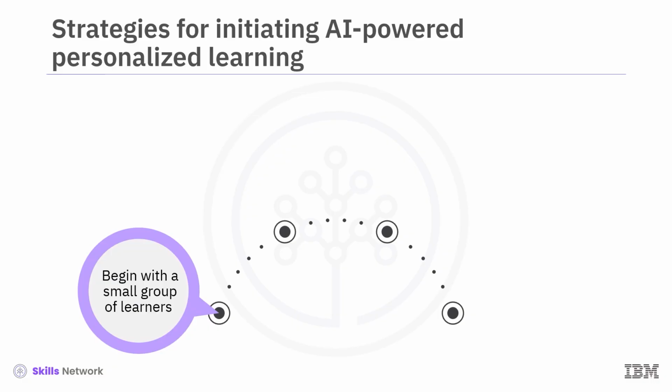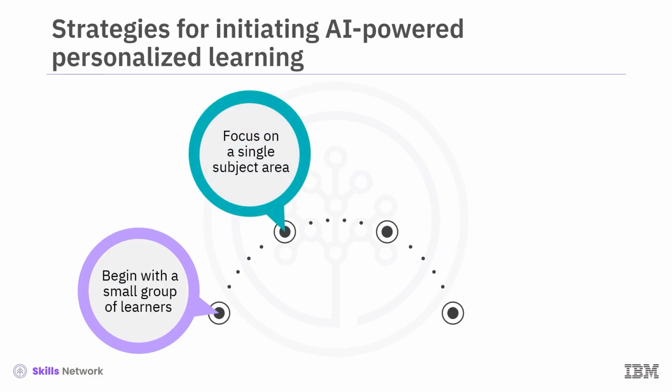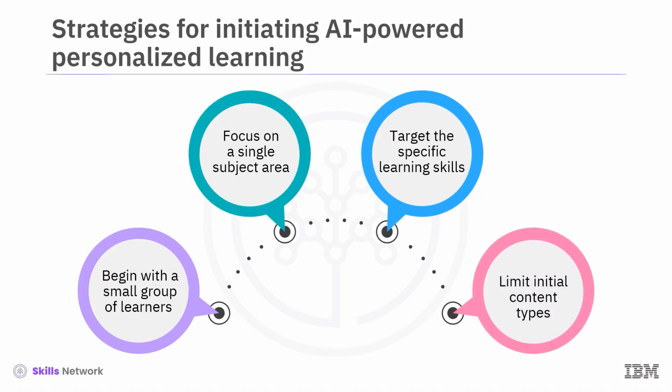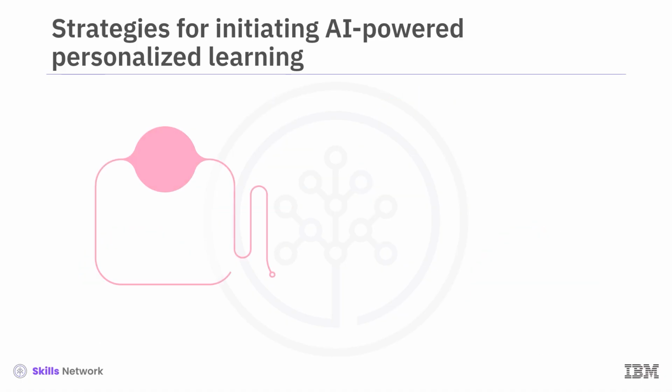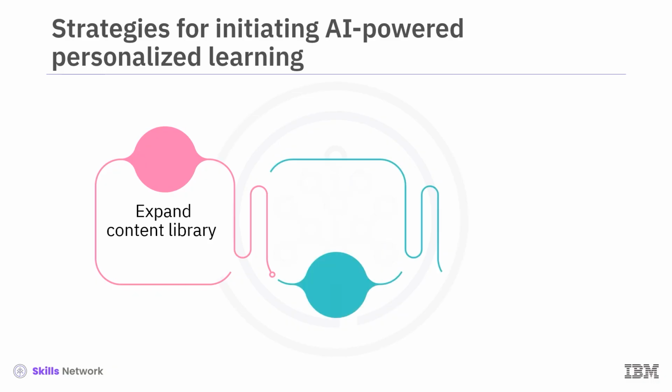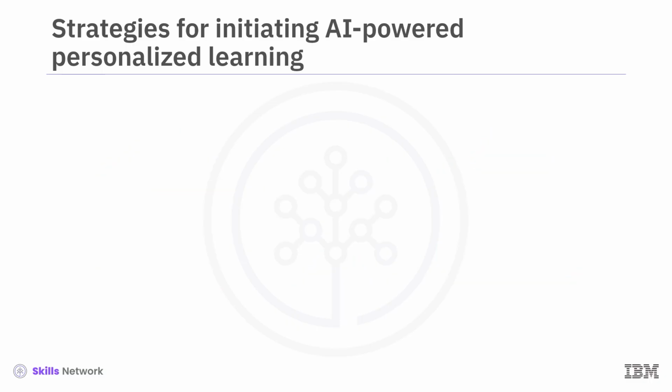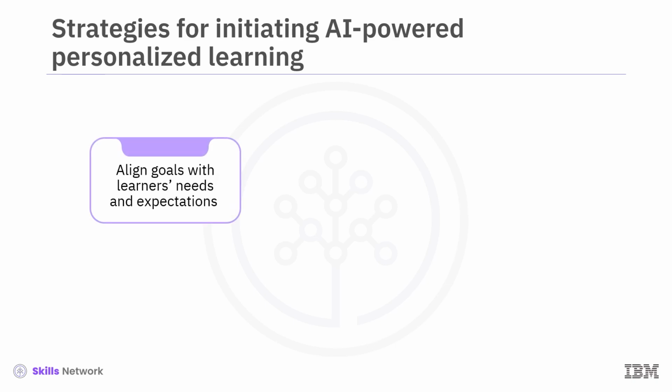Educators can begin AI-powered personalized learning with a small group of learners, focus on a single subject area, target specific learning skills, and limit initial content types. Gradually, they can expand their content library, add various features, and increase the complexity of the content to provide excellent learner experiences. Educators can leverage the full potential of AI-enhanced personalized learning by defining clear learning goals that align with the learner's needs and expectations.